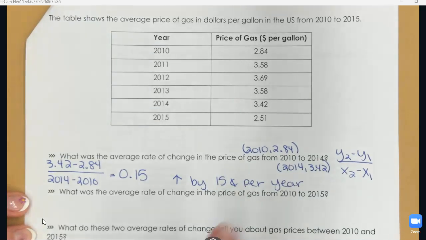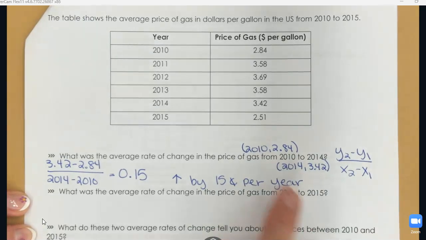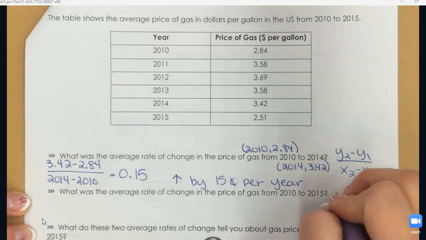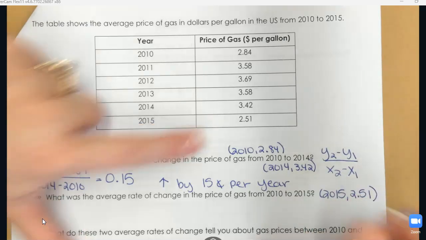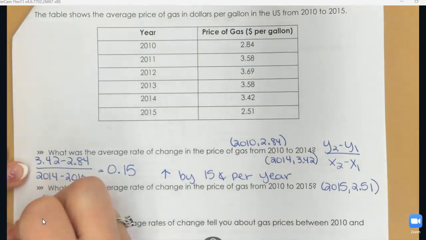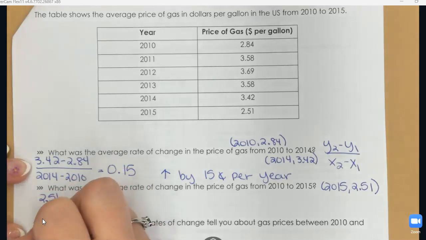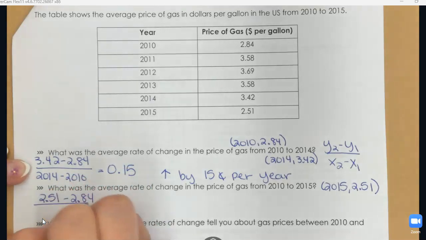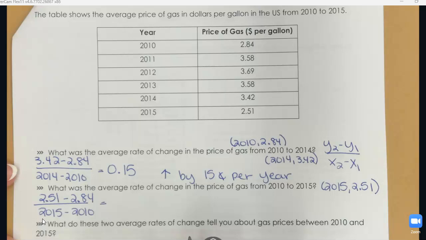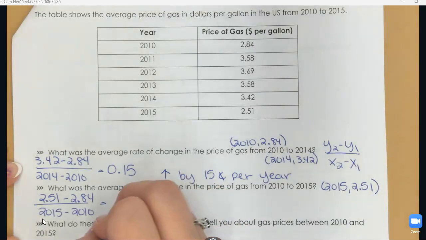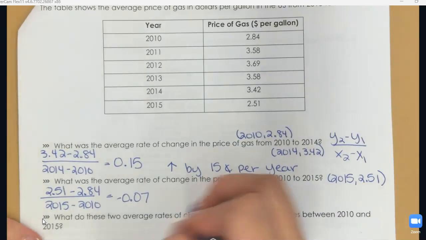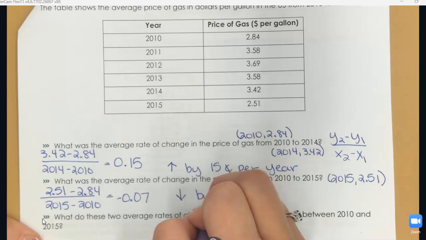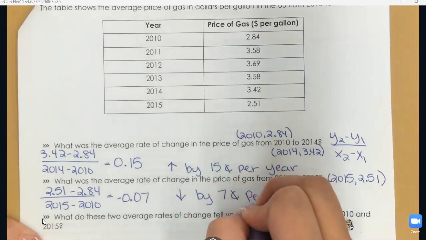Okay, what was the average rate of change from 2010 to 2015? I'm going to use this same point, but my other point is going to be 2015, 2.51. So I'm going to do the same calculation with my new values, 2.51 minus 2.84 over 2015 minus 2010. And here again, I'm going to round to 2 decimal places, and I get negative 0.07. So this means that on average, the price of gas was decreasing by about 7 cents per year.